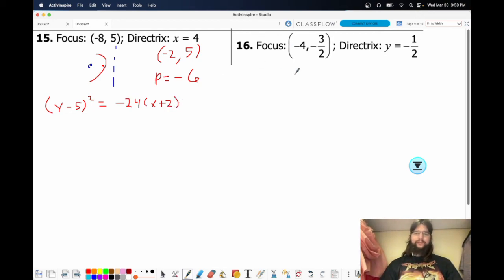And last one. Focus is here. -4, -3/2. Directrix is y equals, that's horizontal. -1/2. That is above our focus. So our vertex is going to be between these guys. P is going to be negative.